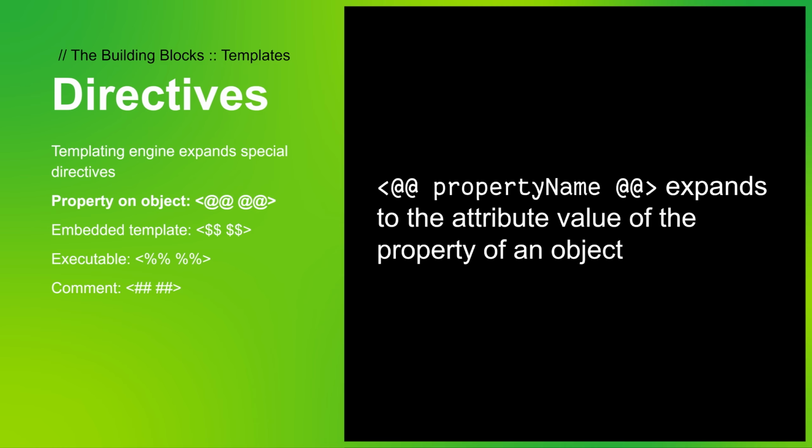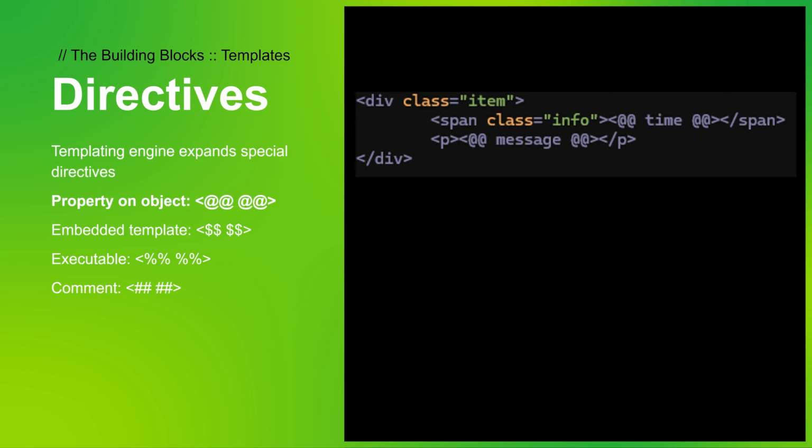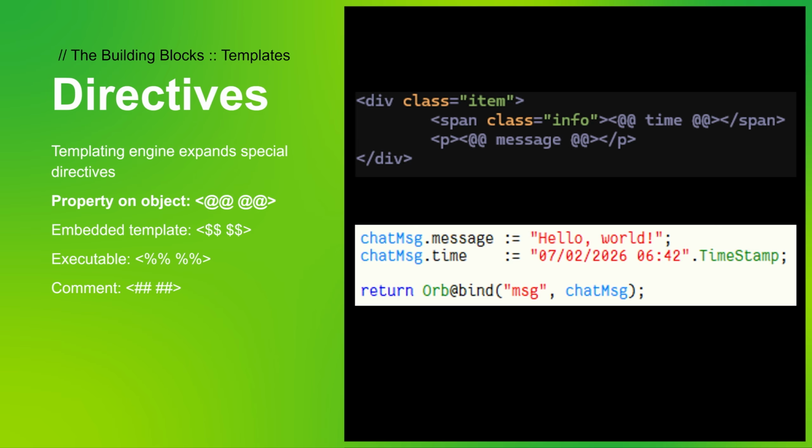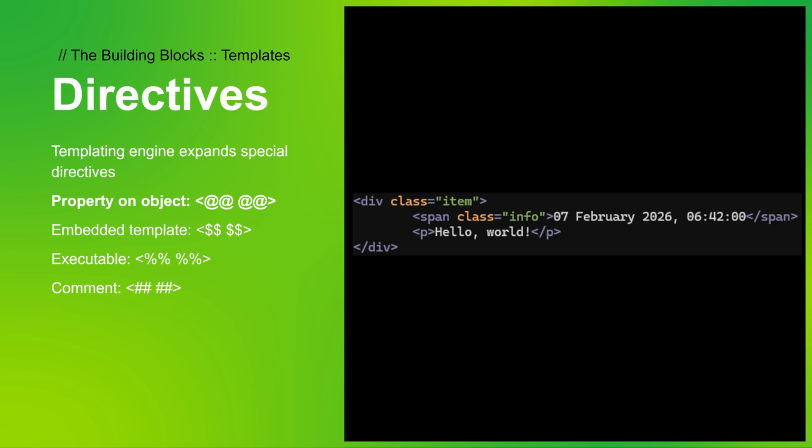The first is the property directive. It expands the value of an attribute on your object and inserts it into the HTML. For example, this is our message template, and it has two property directives. There is time and there is message. So we have an object with the message and time attributes set, and a bind call is made to associate that object with this message template. This results in this HTML.